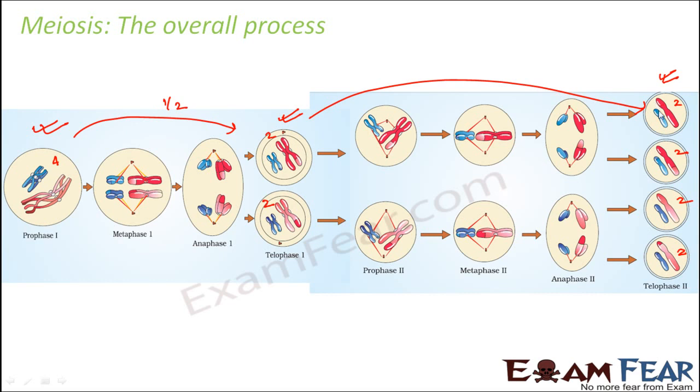Now please do not get confused. This red colored structure is 1 chromosome. Here also this egg-shaped structure is 1 chromosome. This is a condensed form of chromosome with 2 sister chromatids. But basically that is counted as 1 chromosome.